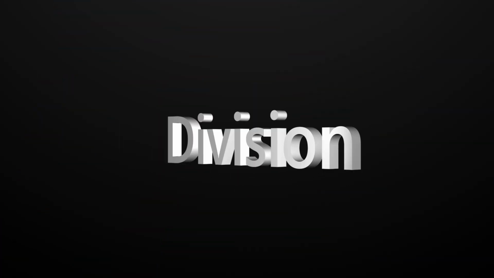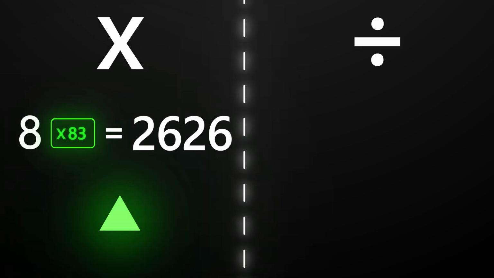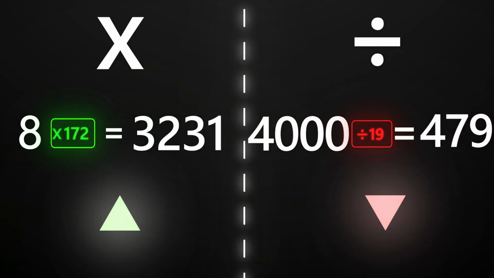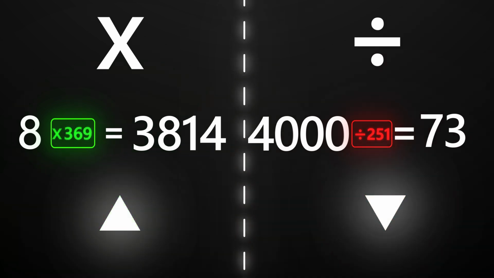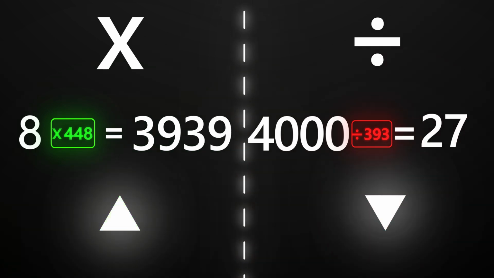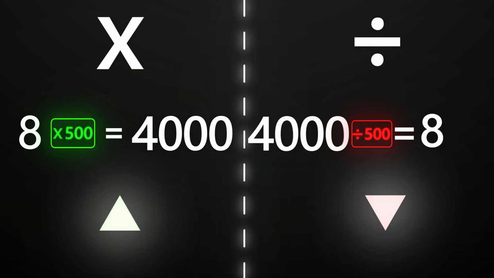Division is basically the opposite of multiplication. When you multiply, you increase a number by repeating it several times. In division, you do the reverse. You take a big number and break it down into equal parts. If you've watched my multiplication video, you already know how the reverse connection works. And if you haven't, feel free to click the I button to check it out.